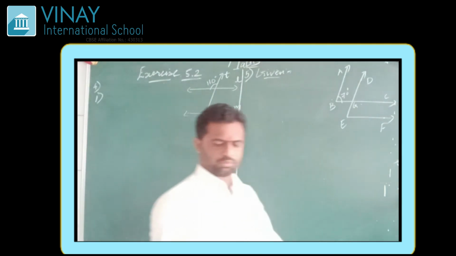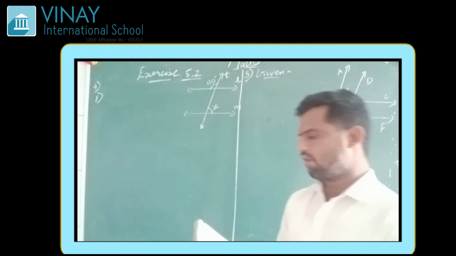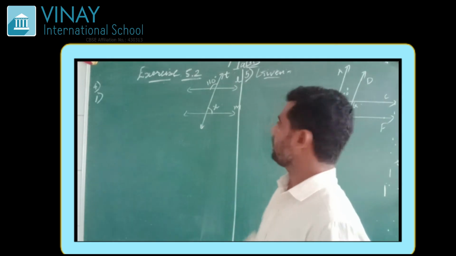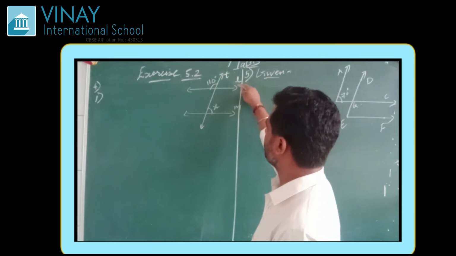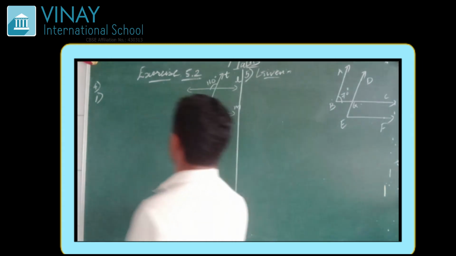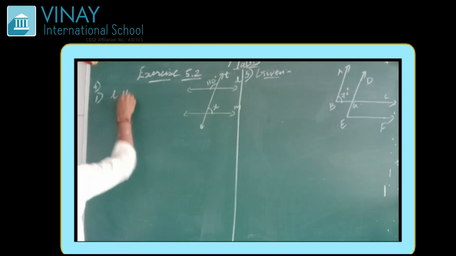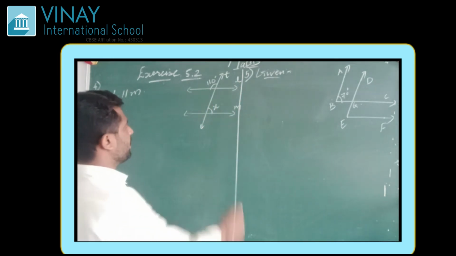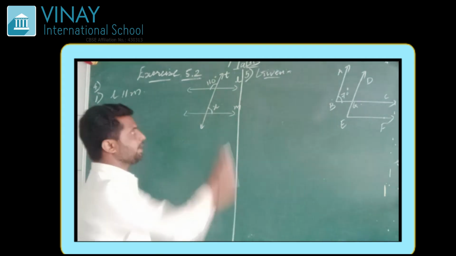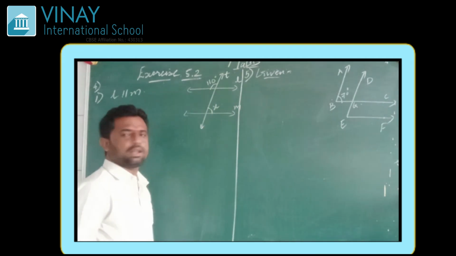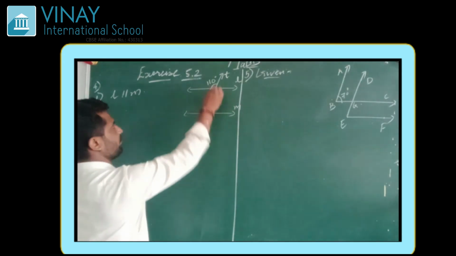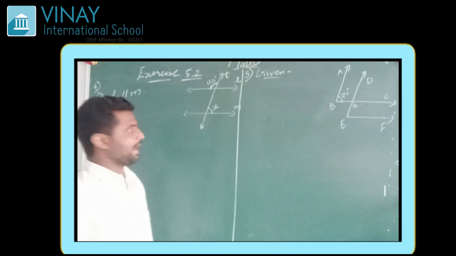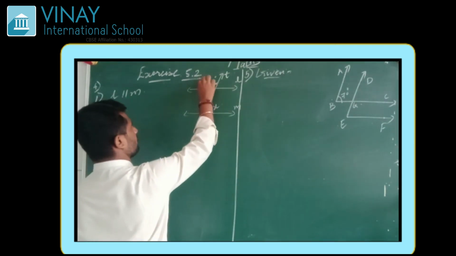Now let us see question number 4. Find the value of x in each of the following figures if L is parallel to M. Here one figure is given where L is parallel to M, meaning line L is parallel to line M. Here all the properties we studied when a transversal passes through parallel lines are applicable, and one of the angles is given as 110.